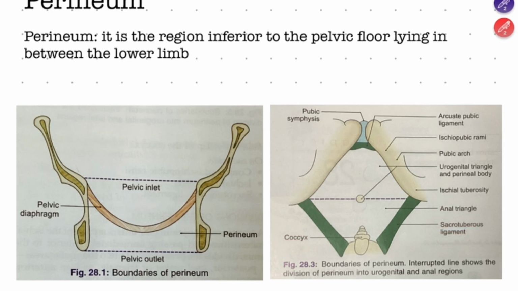The perineum is divided into two triangles. Anteriorly, we have the urogenital triangle, and posteriorly, we have the anal triangle. And here between the two, we have a very important structure, the perineal body. So let's discuss the perineal body.